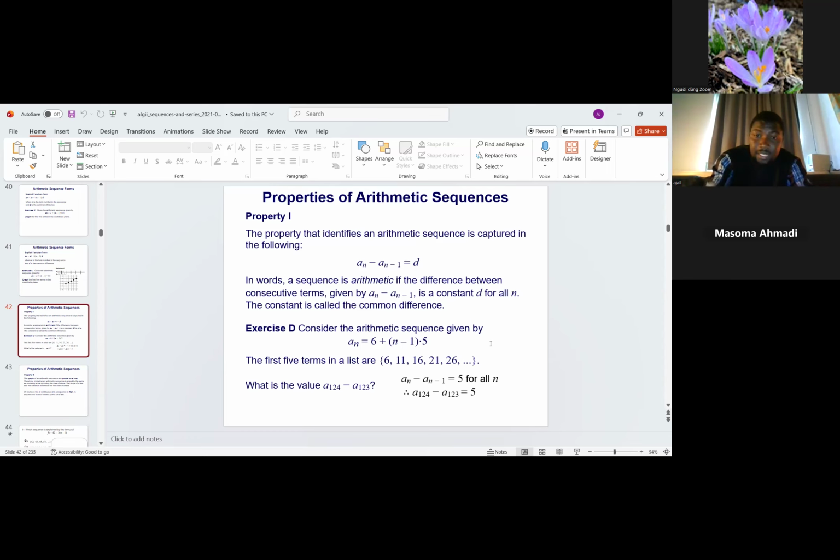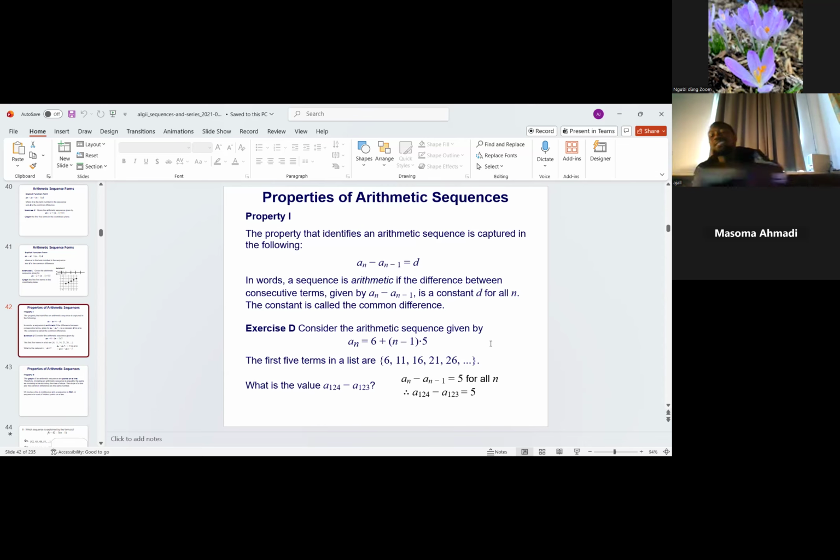So you can see in this case here, consider the following arithmetic progression: 6 plus n minus 1 times 5. So if you look at it, the first 5 terms of the sequence are 6, 11, 16, 21, and 26. So you can see that between 6 and 11, the difference is 5. Between 11 and 16, the difference is 5. Between 16 and 21, the difference is 5. Between 21 and 26, the difference is still 5.